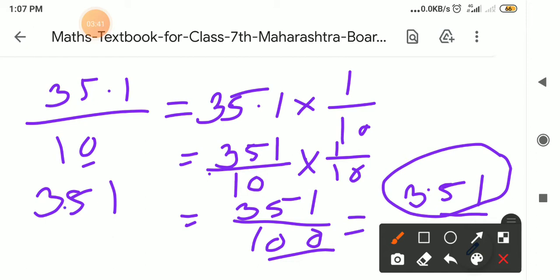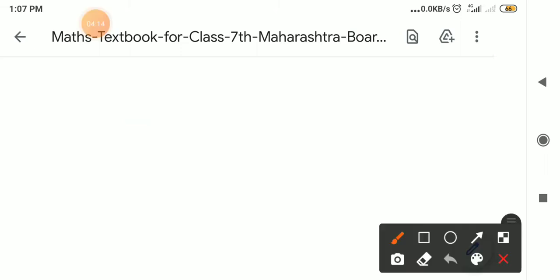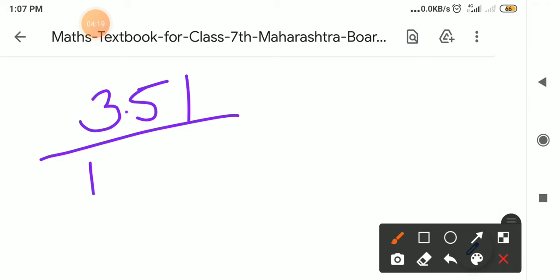This point will come at the place of 3.51, which means we have to move this point one digit towards the left side. Why? Because here 10 is there, and on 10 there is one 0. So when you are dividing by 10, 100, 1000, whichever number it is, we have to shift the decimal point towards the left side, by as many places as there are zeros. Okay, that is the short method. Just practice the second method also, because in future classes this method is very important for you.